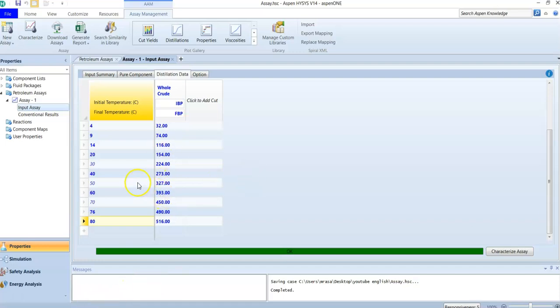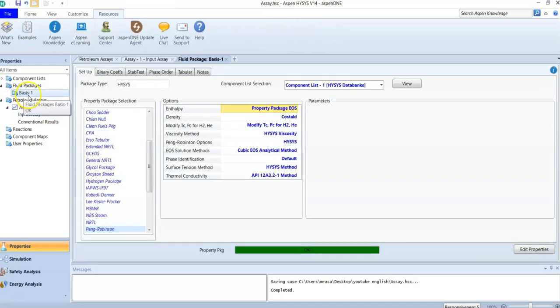One more thing for this assay: if we check the fluid package over here, we will find that we already have an assigned fluid package, basis number 1, and it's Peng-Robinson, because apparently we are working with hydrocarbons. That's why we add pentane and isopentane, and we already have some hydrocarbons added. That's why we have assigned this one to Peng-Robinson. So we are going now to save. Don't forget to save your simulation, because it's really important to have this saved. We are going to use it moving forward.